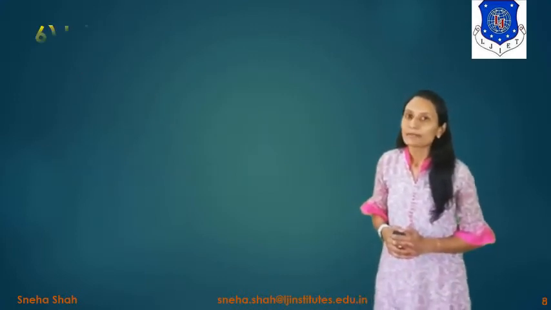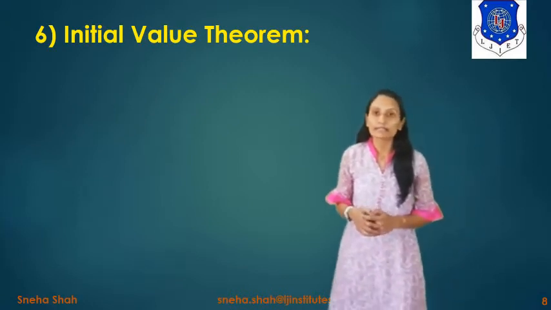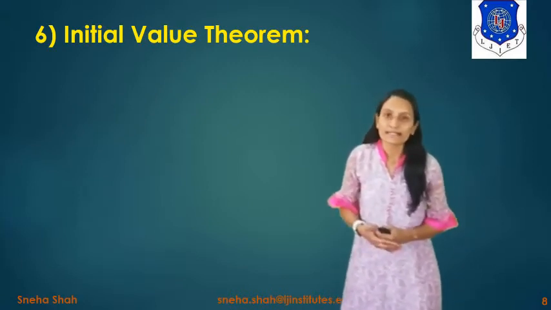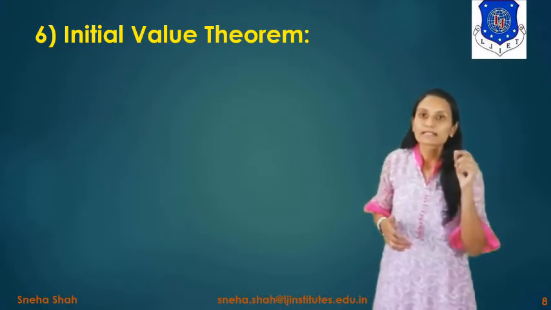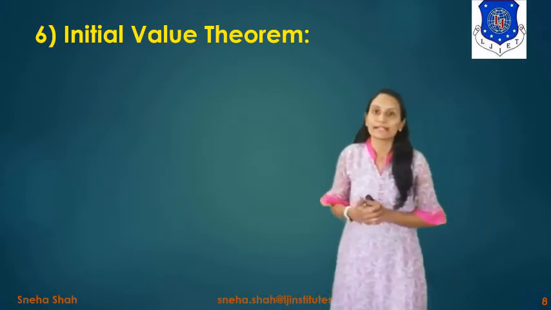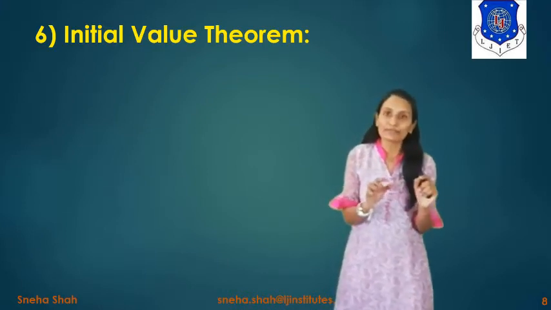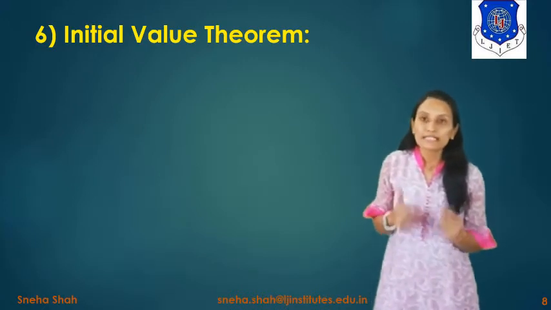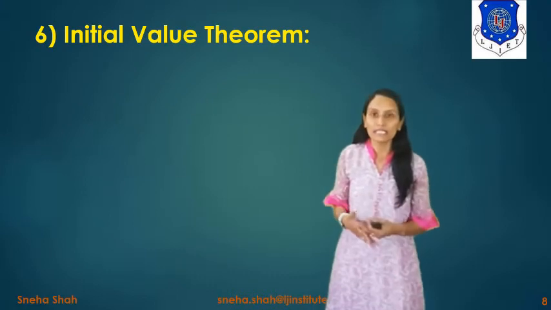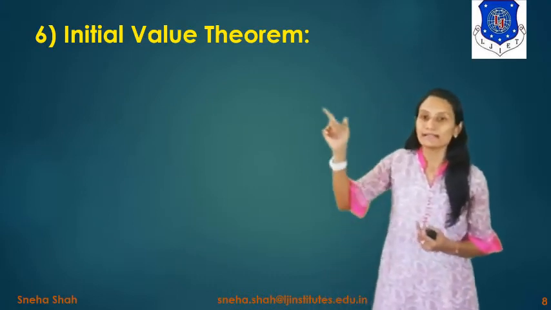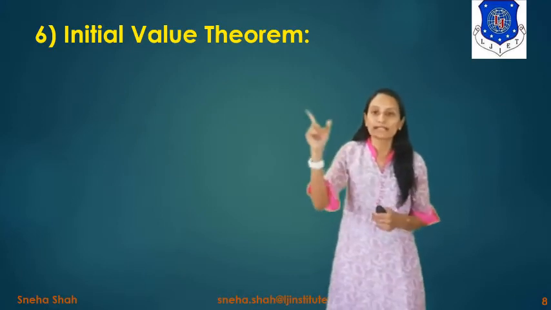Now the next property is the initial value theorem. What is the initial value theorem? If I am taking the causal sequence, then for a causal sequence, what will be the range of the sequence? Summation n equals 0 to infinity, right? So n equals 0 means from 0 we start the sequence. So 0 is considered the initial value. If you want to find the initial value, it can be found by this theorem. So we have to find x of 0 by using this theorem.